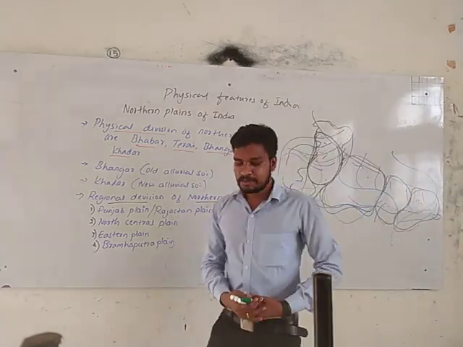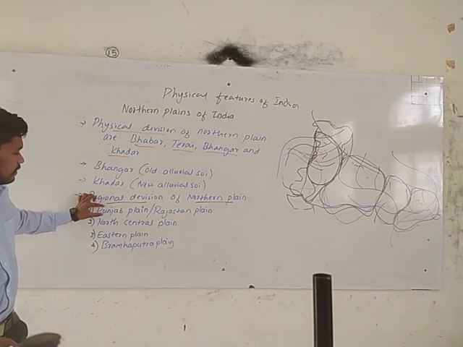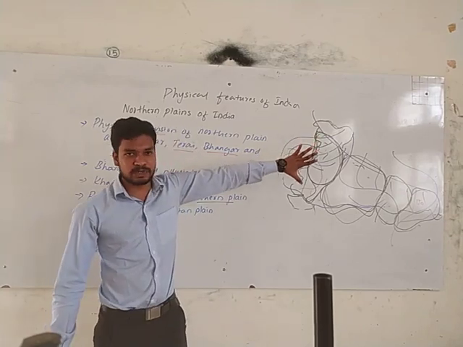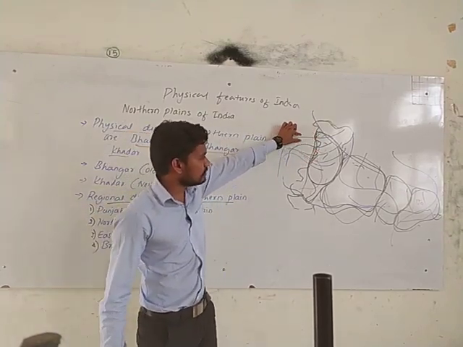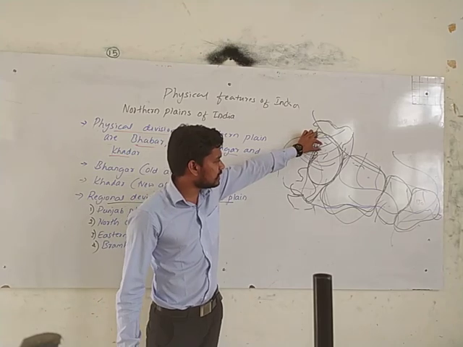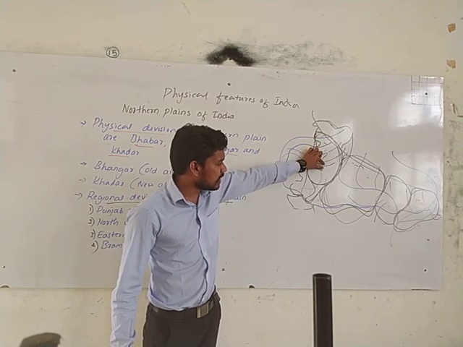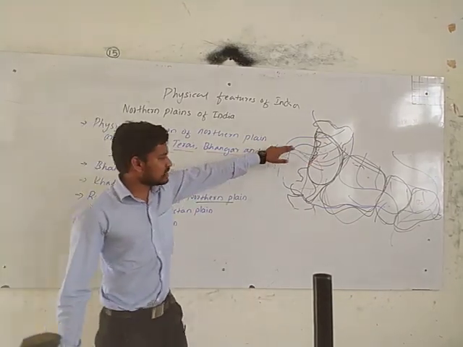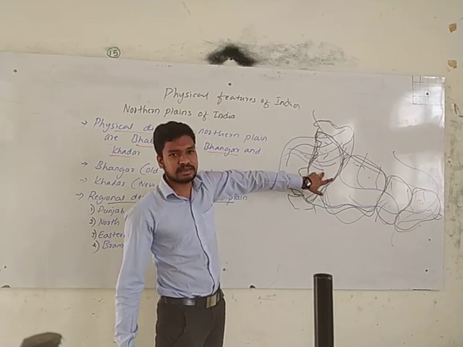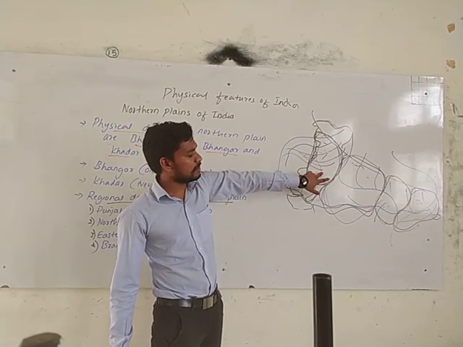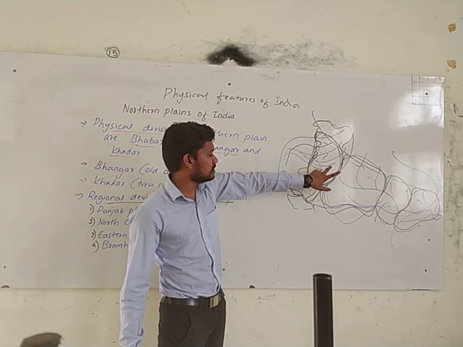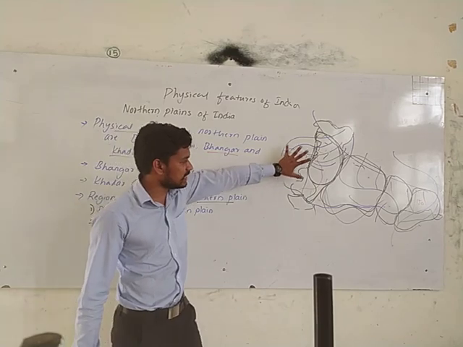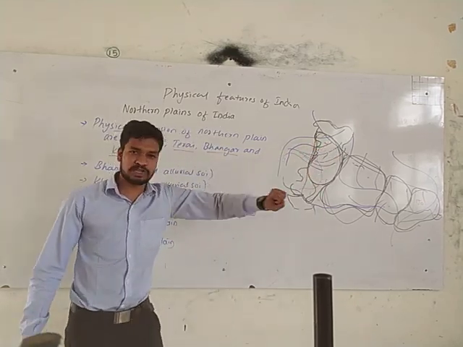So this Punjab plain is formed by the main river Indus and its tributaries. We have 5 tributaries in this. One is Indus, the main river, and the tributaries of Indus like Satluj, Beas, Ravi, Chenab, Jhelum. These are the 5 important tributaries of the river Indus. The northern plain has formed by the deposition of sediments.